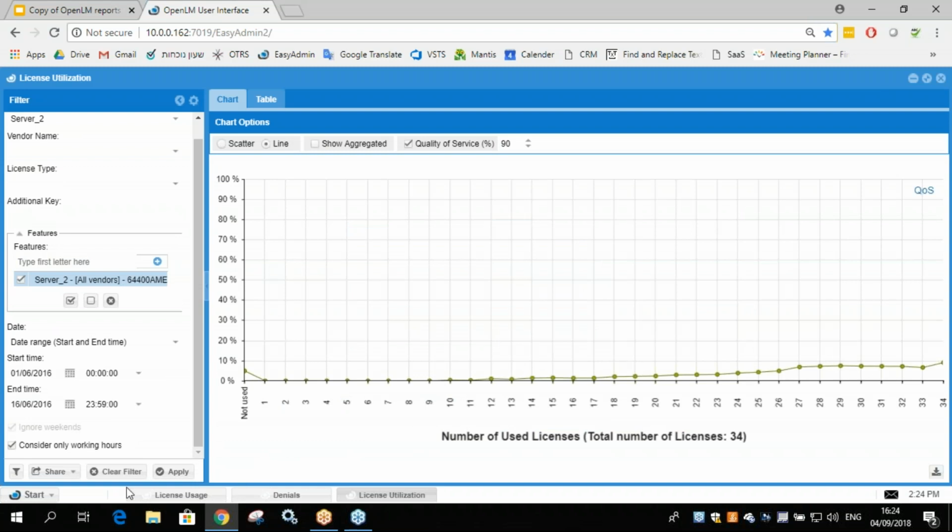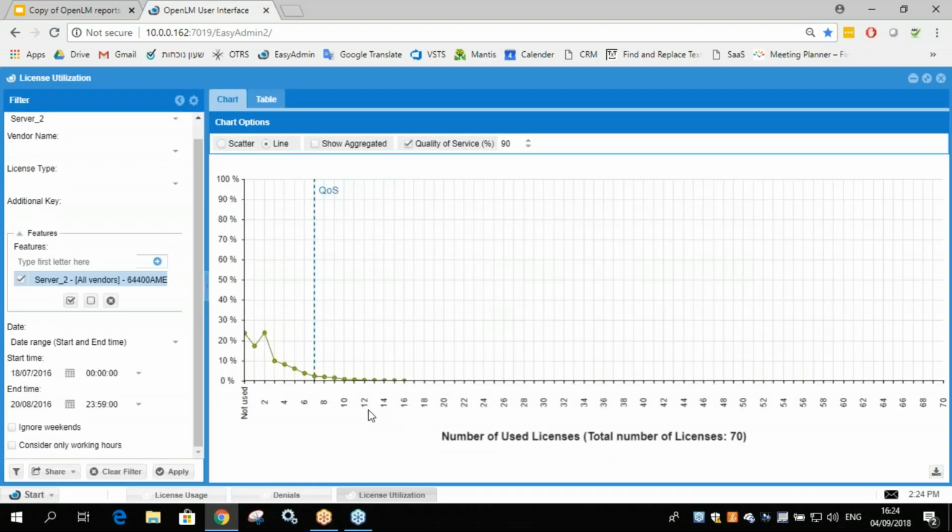So this was the high usage, and now let's go to the low usage. You see, everything is right around here. 90% is like 7. So this is, as you see, not a very good utilization.